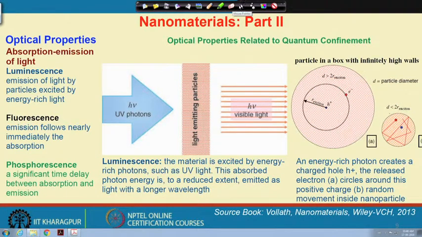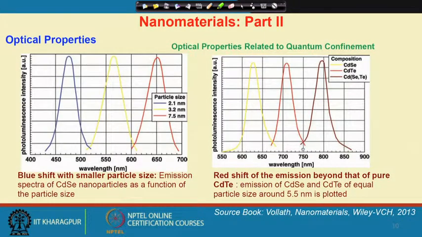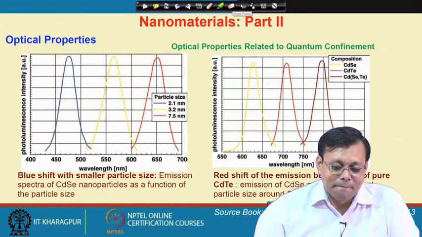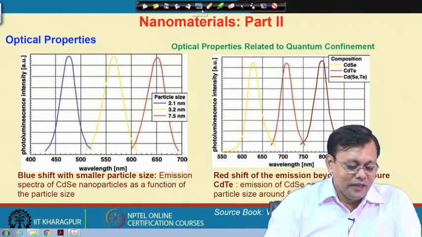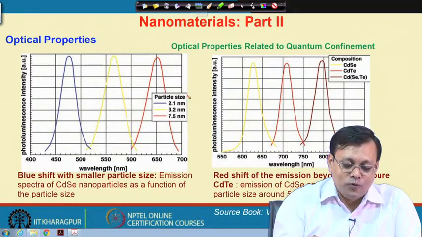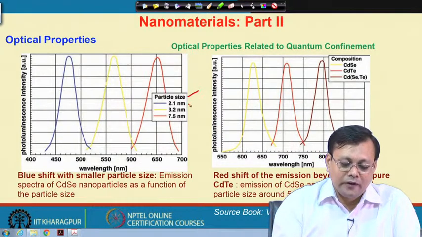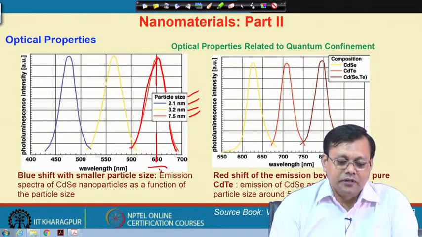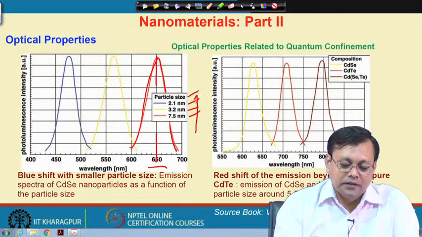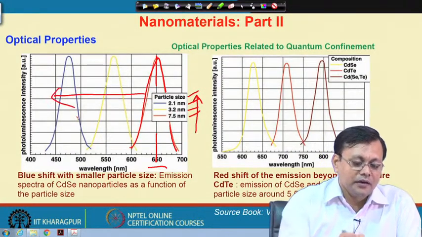So, what is its effect on the optical properties? Very interesting: on the left-hand side I show you a blue shift. How does it occur? We have particle sizes of 2.1 nanometer, 3.2 nanometer and 7.5 nanometer. Now, the 7.5 nanometer particle, when it emits, gives you a wavelength of 650. Now, I keep on reducing the particle size, and it shifts to the left-hand side.